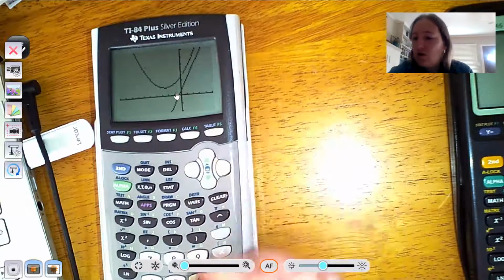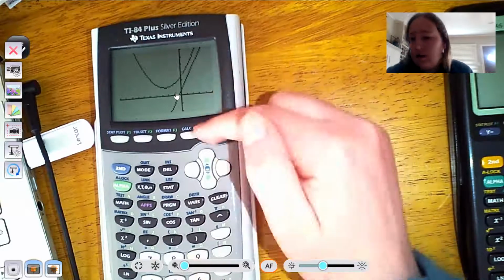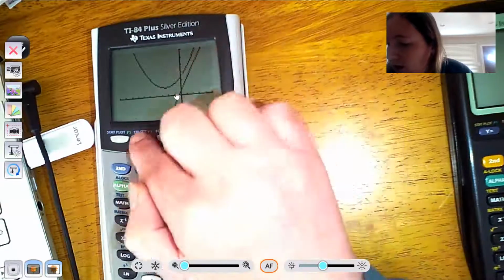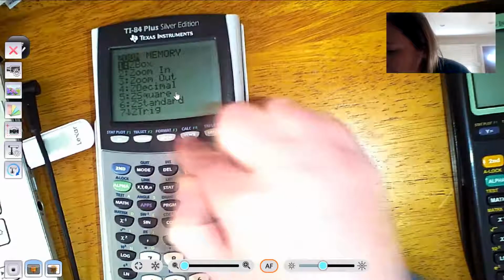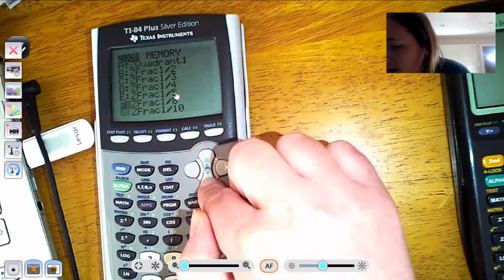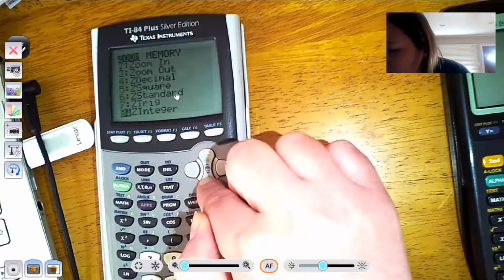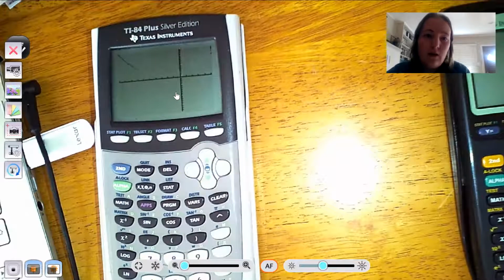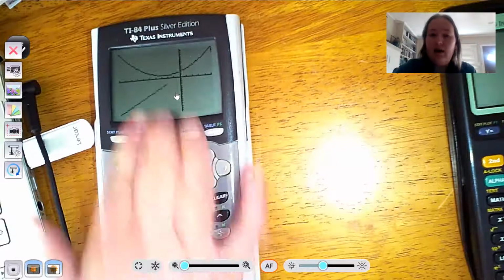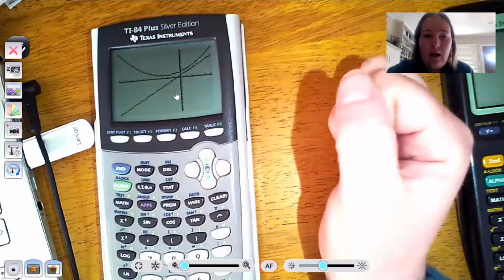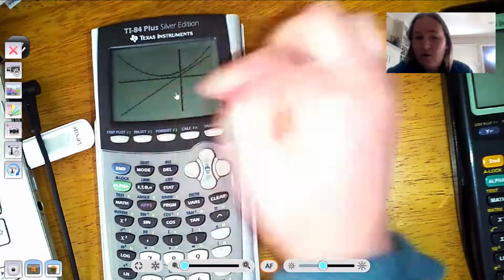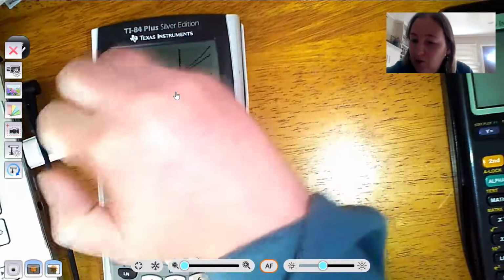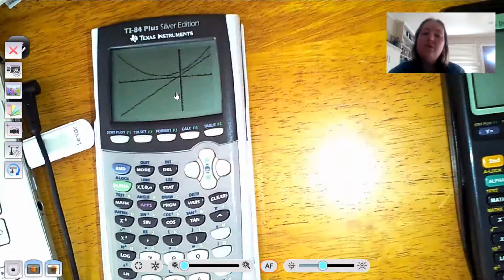All right, so if I hit zoom, fit, it's going to widen out that x and y, and it's going to make it so that your function, the line, goes through this corner and the parabola goes through this corner. That one doesn't really intersect very well.